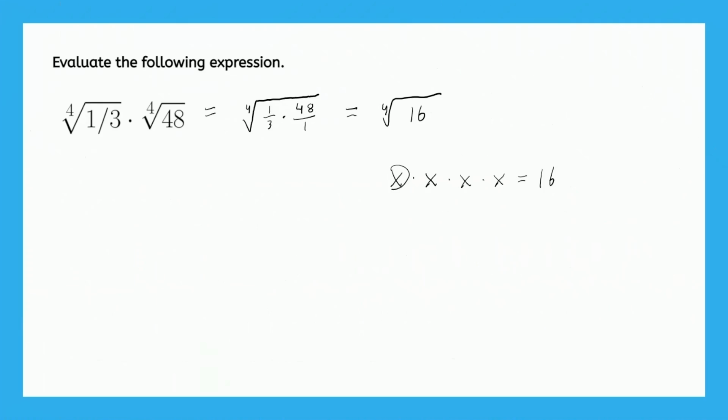Well, we could say 2 times 2 is 4, times 2 is 8, times 2 is 16. So the fourth root of 16 is the same as saying 2. And 2 obviously cannot be simplified anymore, so that is the value of our original expression. Even though the original expression looked a lot crazier, we now know that it's simply 2.